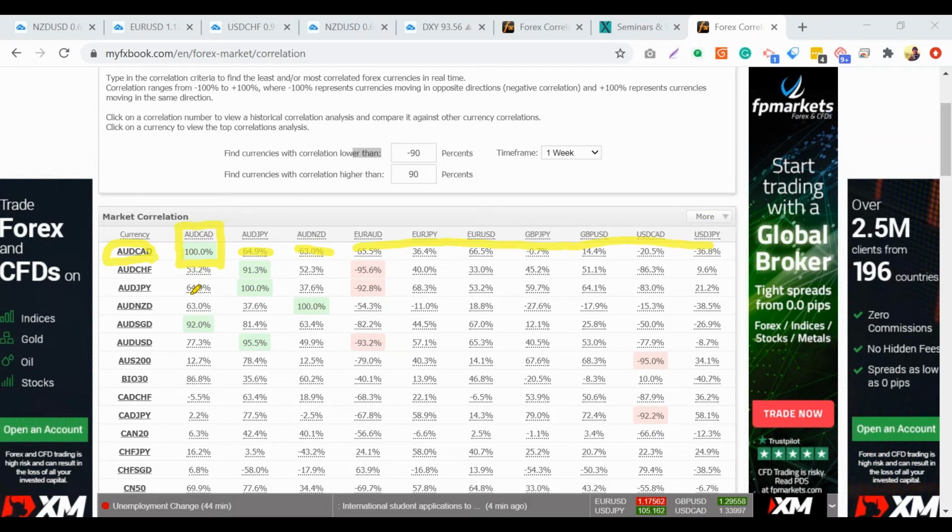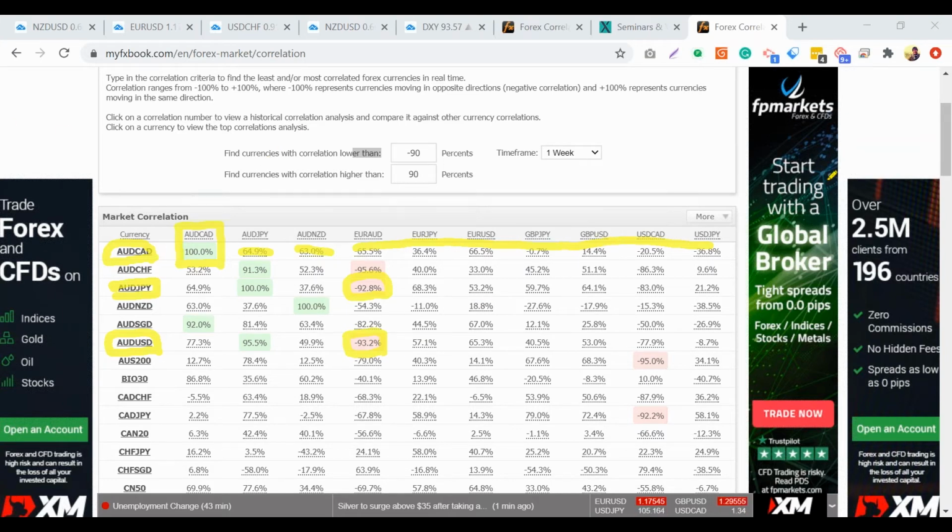But instead, if you look at Aussie yen over here, we notice that Euro Aussie has a very strongly negative correlation with it, a negative 92.8. Same thing with Aussie dollar. Look at Aussie dollar. We notice that Euro Aussie similarly has a very strong negative 93.2% correlation with it.